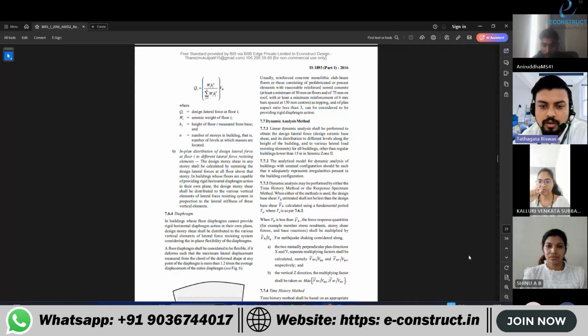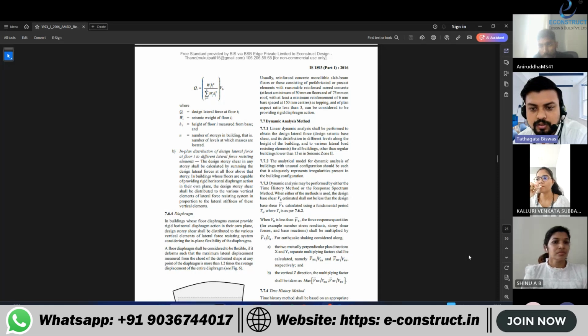zone 2. Okay, so whoever keeps asking the question of when to do dynamic analysis, and whether you need to do it in all structures, this is the answer. It needs to be done for all structures other than regular buildings lower than 15 meters in seismic zone 2, and for all structures in zones 3, 4 and 5.